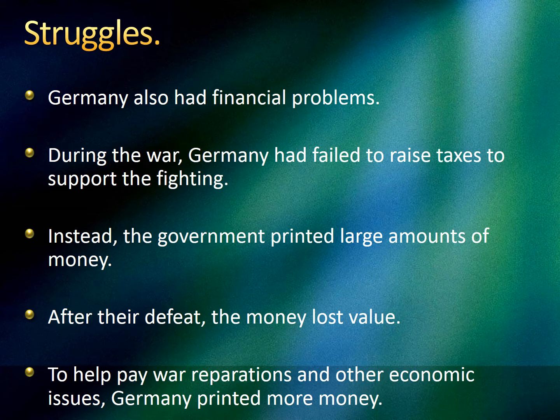Germany also had financial problems. During the war, Germany had failed to raise taxes to support the fighting. Instead, the government printed large amounts of money. Now, after their defeat in the war, the money began to lose value. So to help pay war reparations, which was part of the Treaty of Versailles, Germany had to pay money back to France, England, places like that, for the damages and lives lost. So to help pay for war reparations and other economic issues, Germany began to just print more money, and this money really wasn't gaining any value.